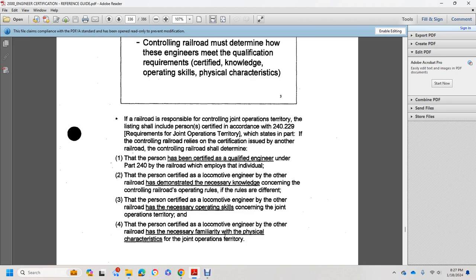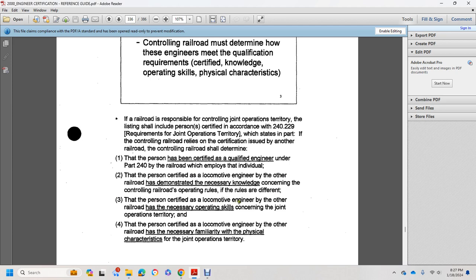If the controlling railroad relies on a certification issued by another railroad, the controlling railroad shall determine that the person has been certified as a qualified engineer under Part 240 by the other railroad. Second, the person certified as a locomotive engineer by the other railroad has demonstrated the necessary knowledge concerning the controlling railroad's operating rules.